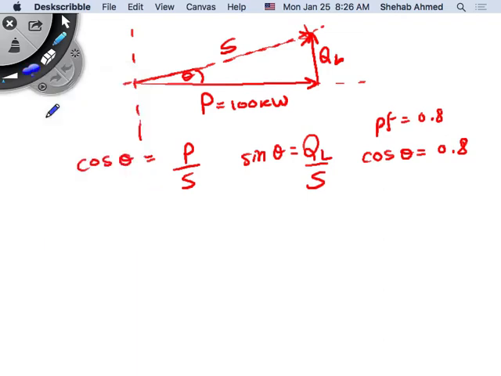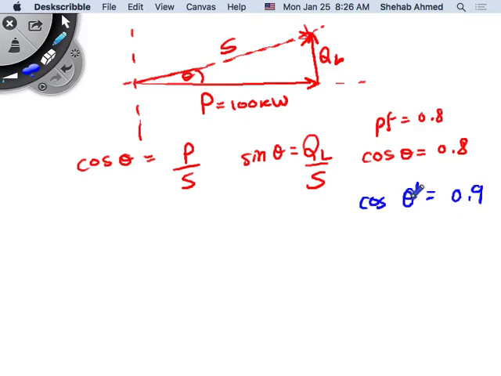What? They want to change. So this is my original power factor. This is theta. What do I want theta prime to be? Cosine theta prime, I want it to be 0.9, right? So now I can go through the same.